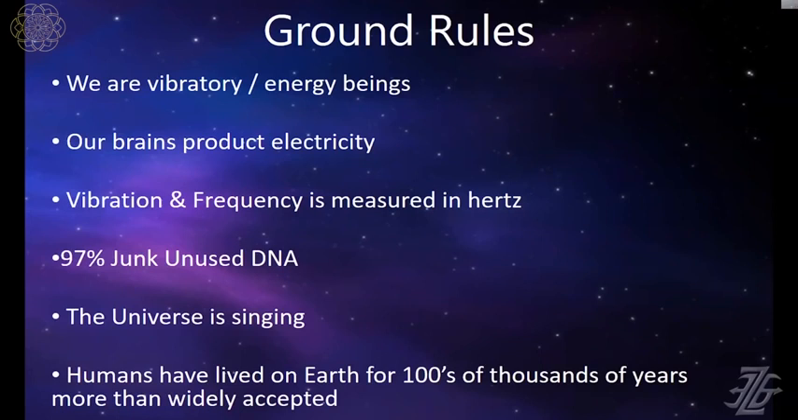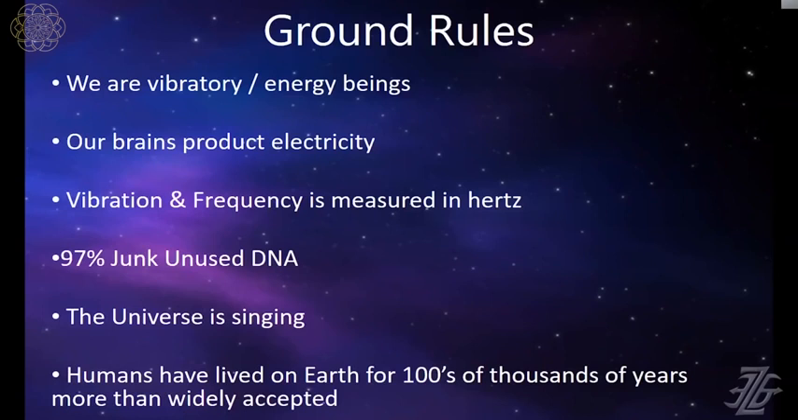Our brains produce electricity. In our brains, there's a form of acid that gets produced. This acid creates an electrical current, fires up the synapses in our brain, goes down our brainstem, down our nervous system, down the spinal column. It creates an electrical current. So we now know, we can prove, and we can measure that our brains produce a form of electricity. Vibration and frequency is measured in hertz. So this is important to know how we actually measure vibration and frequency.